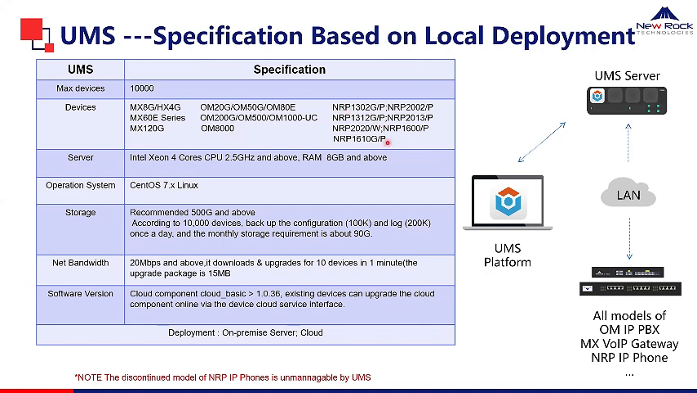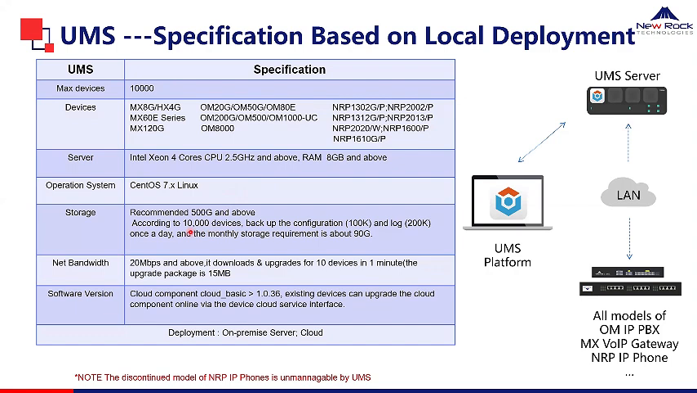And the server requirement should have the Intel Xeon 4 cores with the CPU of 2.5 gigahertz and above, with a RAM capacity of 8 GB and above. With regards to the operating system, you should use CentOS Linux. Then the storage recommended is 500 GB and above. So that is according to 10,000 devices.